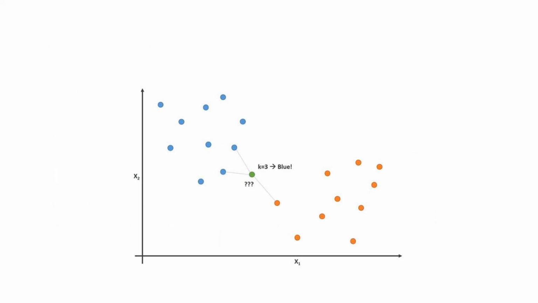We can look at an example here. Here, this point we need to classify as blue or green, and the k value is 3. So we take the 3 nearest points, which is this and this, and we take the average, which obviously will lean towards blue, and hence we classify this point as blue.